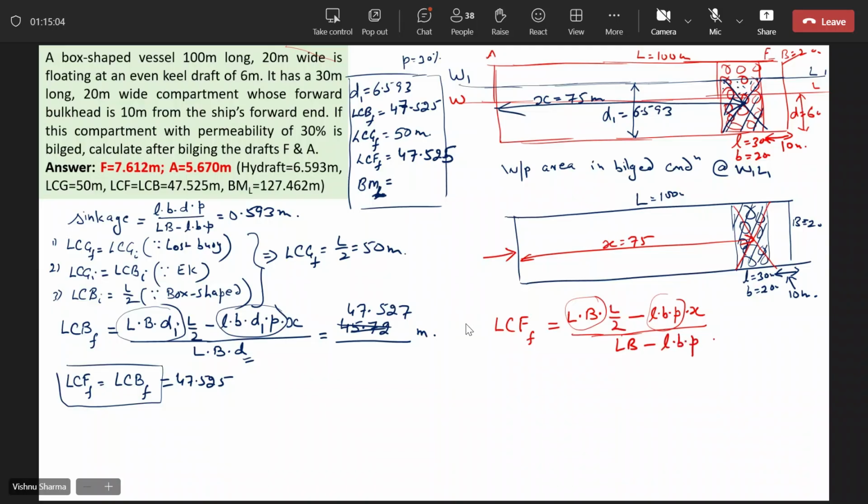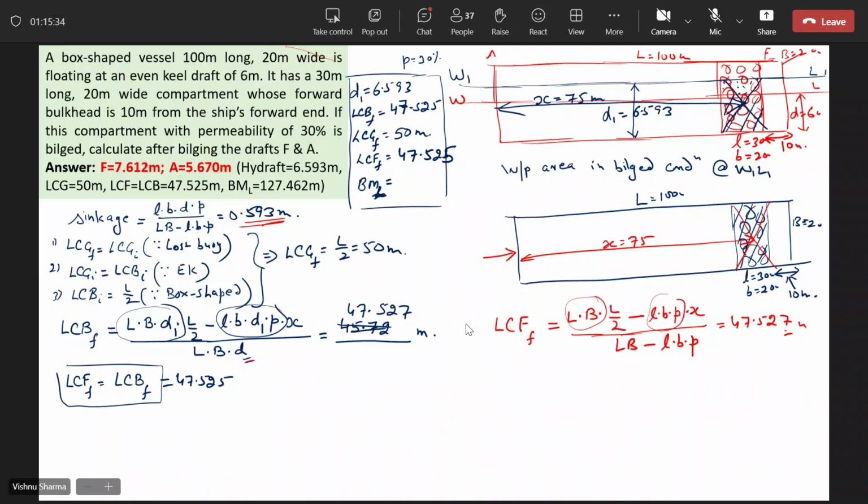If you put the values here, you'll get 47.527 meters. This difference of 2 units in the third decimal place, we know why it is coming, so it is not bothering us. It is because this 0.593 was rounded off, and here we took D. Had I taken this minus this, I'd get the same. So it doesn't matter whether you're working with 47.525 or 47.527. Do not worry about that as long as you know why this difference has come.